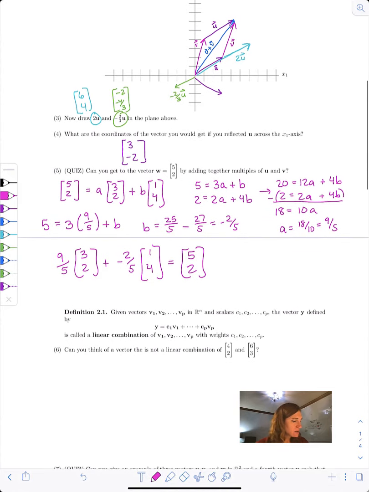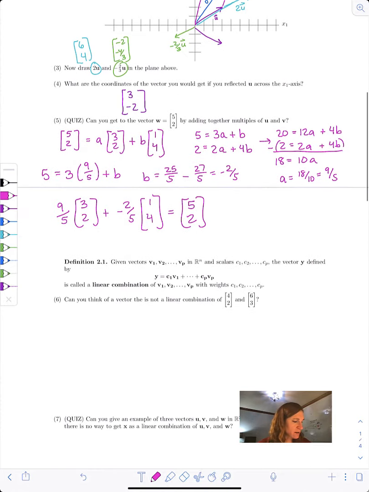Okay. So now let's talk about a new definition, and that's called a linear combination. So a linear combination of vectors is where you take the vectors and you multiply each one of them by a constant, and then you add that up. So if you try to think about a linear combination of 4, 2, and 6, 3, we're looking for something times 4, 2, plus another something times 6, 3.